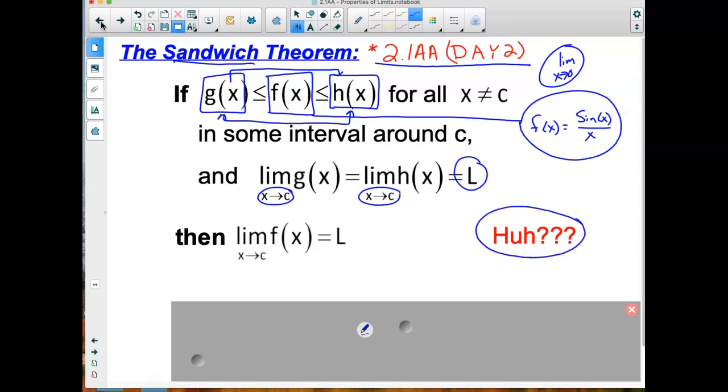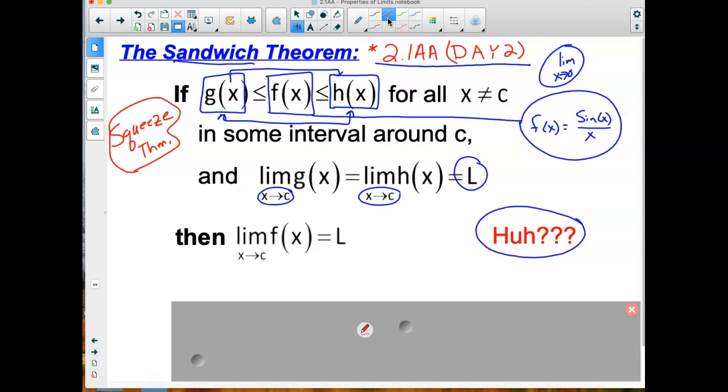What? Well, I'll show you. It's easy to see with a graph. Some books don't call it the sandwich theorem. Some books call it the squeeze theorem. Okay? Whether you're squeezing something or you're sandwiching something, it's the same thing.